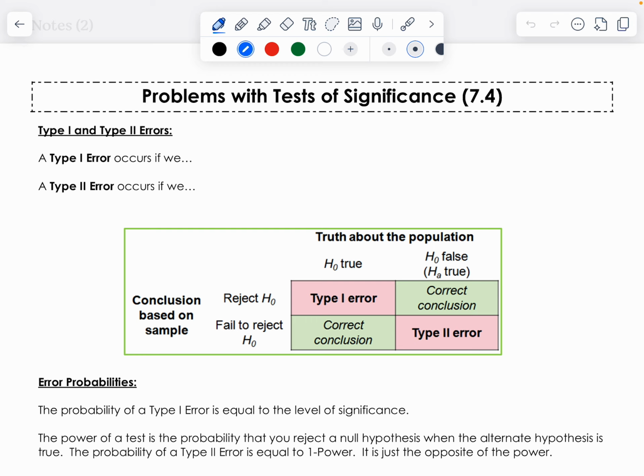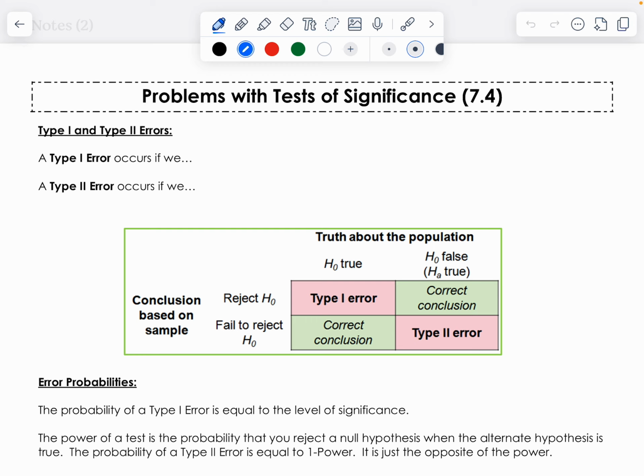And so sometimes when we do a test of significance and we run a confidence interval, we make the wrong conclusion. And that's not because we mathematically did anything wrong. It's just because our data maybe was biased or our sample wasn't great and something happened to tell a false tale about our population. And so we summarize these problems with type 1 and type 2 errors.